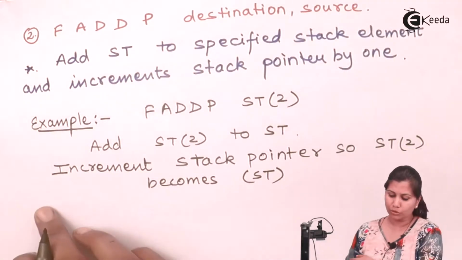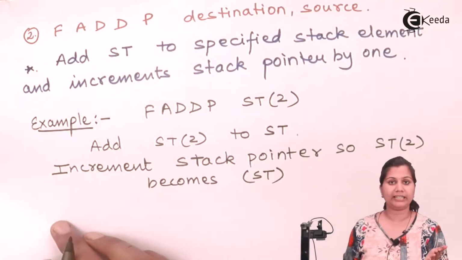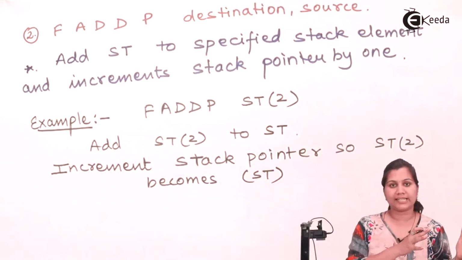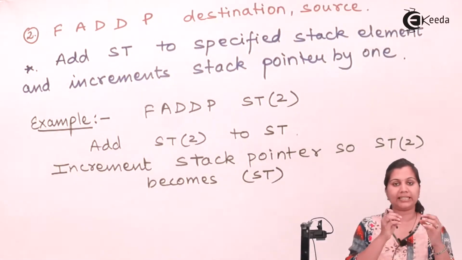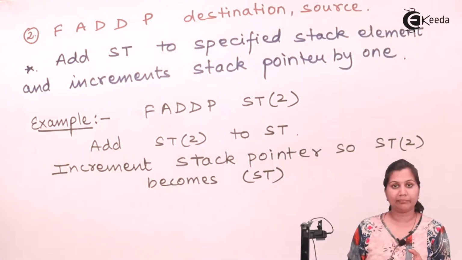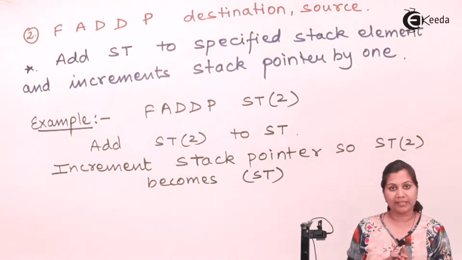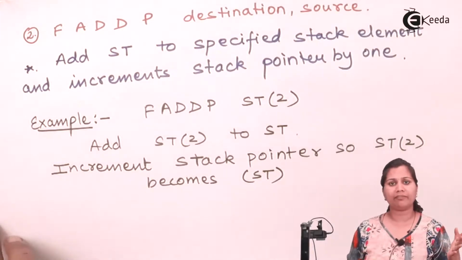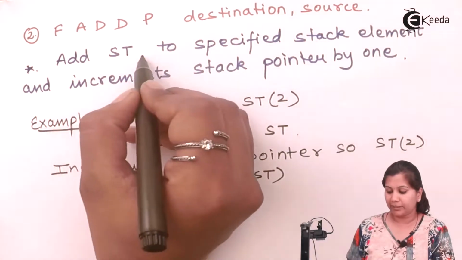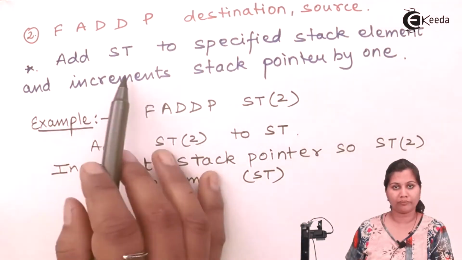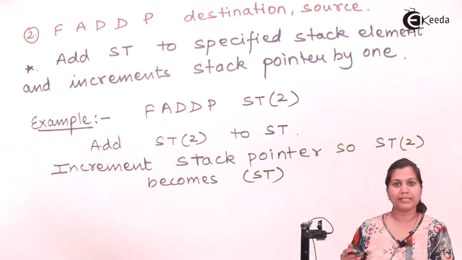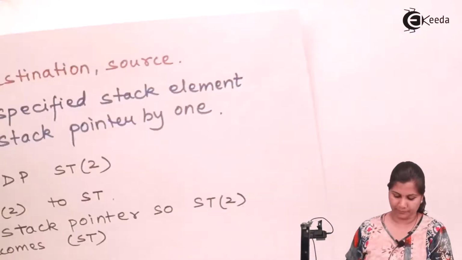Okay. So that is the difference between FADD and FADDP. In FADD, the destination and source can be anything. It can be a memory location, it can be a stack element, two stack elements can also be added. So there we have many options available, but here the stack element is added with the top of the stack. Only the addition is performed between these two, means between the stack elements only.